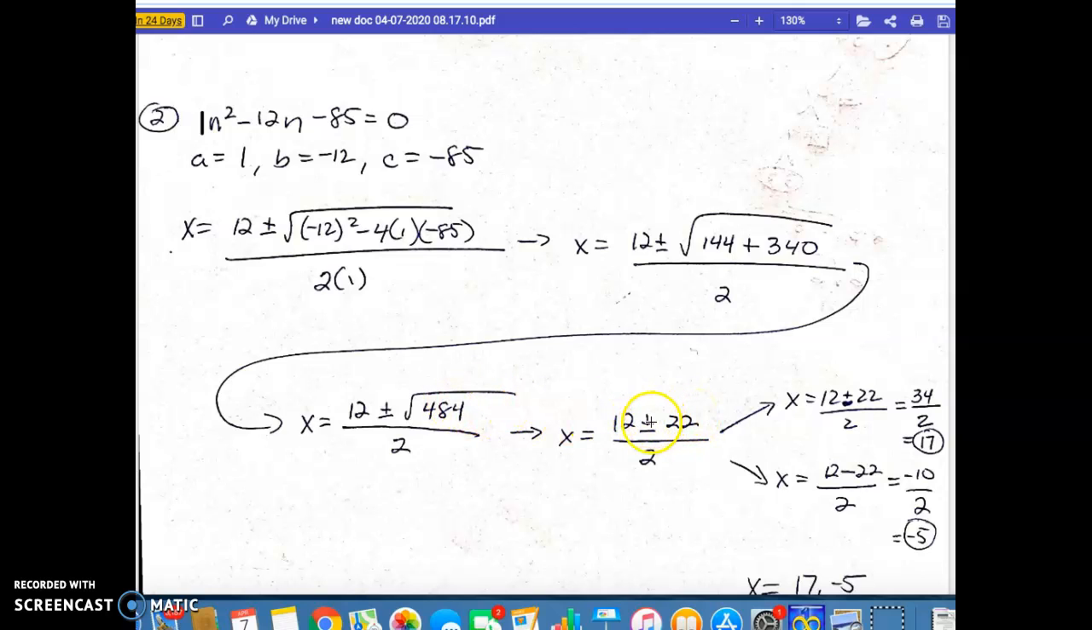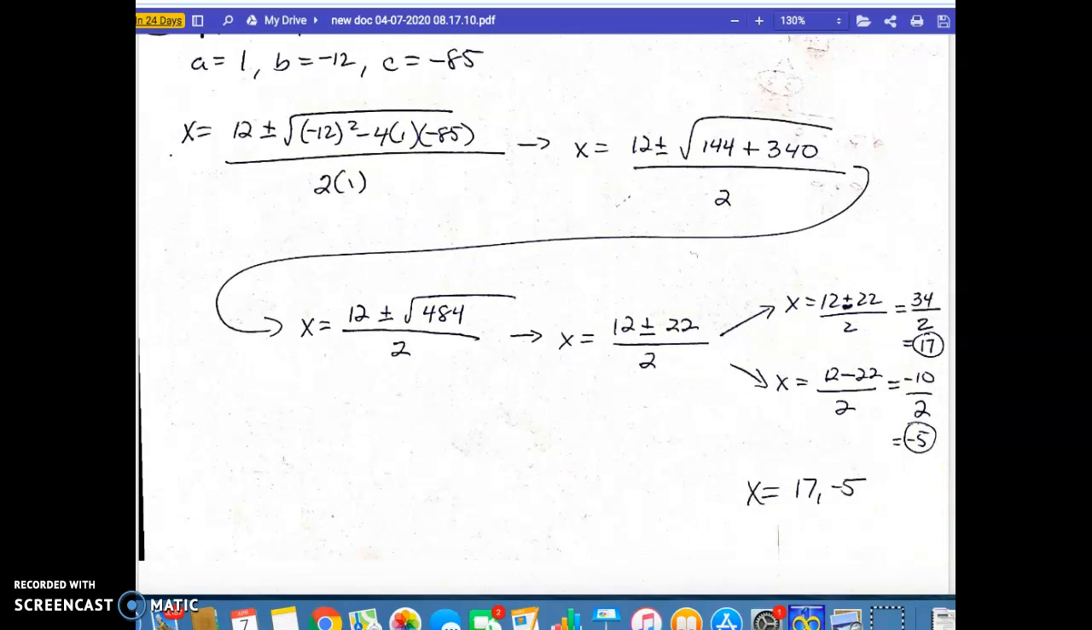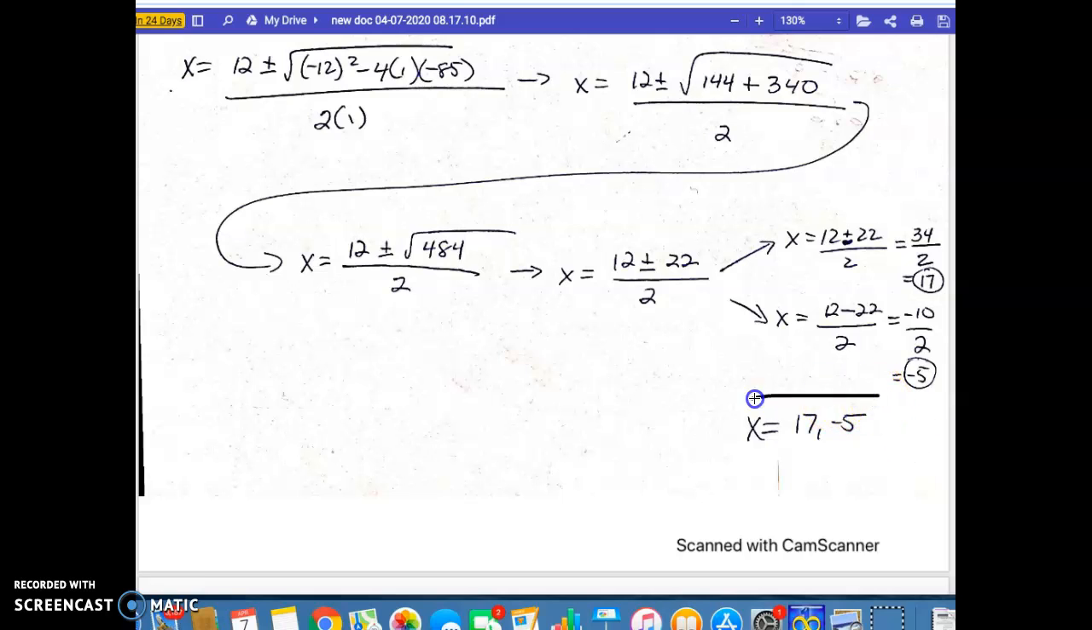So now here we're at the point where we do plus and minus. We split them up. There's a plus. The bottom one becomes the minus. 12 plus 22 is 34 over 2 is 17. The bottom is negative 10 over 2, which is negative 5. So once you do that, you get your two solutions of 17 and negative 5.